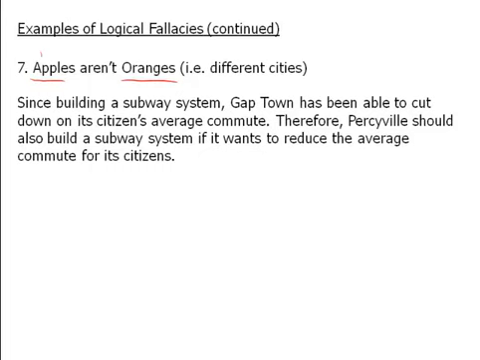Okay, so what's going on here? Well, we're assuming that what works for Gaptown, the subway system right here, is going to work for Percyville. So therefore, because it worked in Gaptown, it should work in Percyville, this subway system. But wait a second. How do we know that's the case? Maybe Percyville and Gaptown are very different. Or not alike. They do not equal one another.